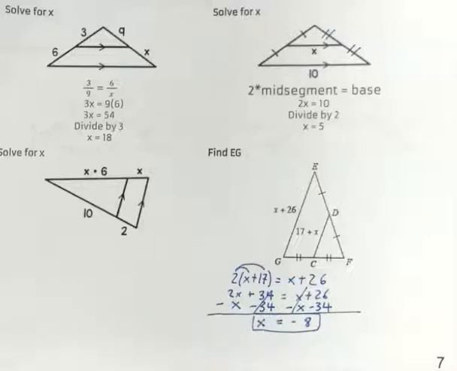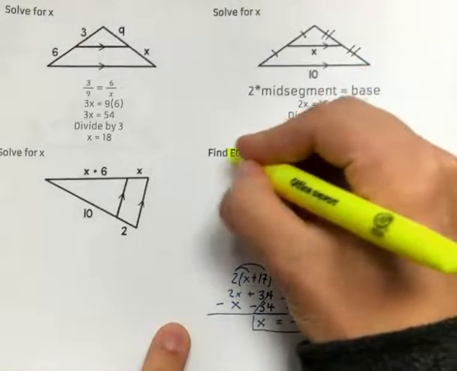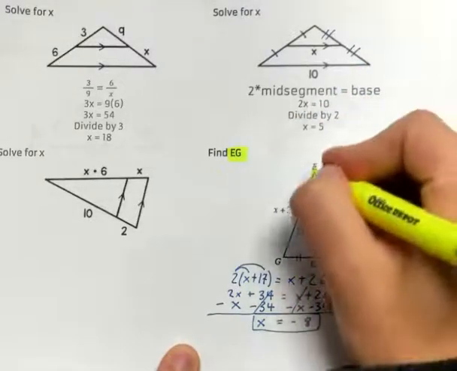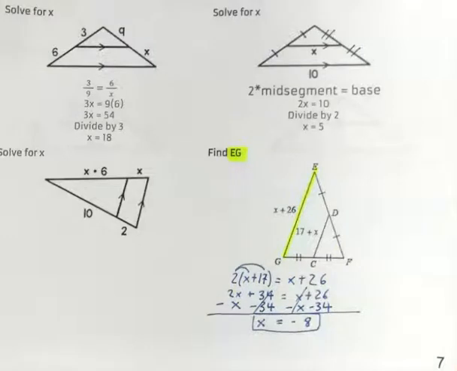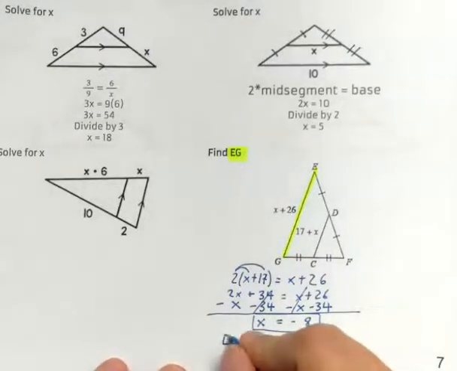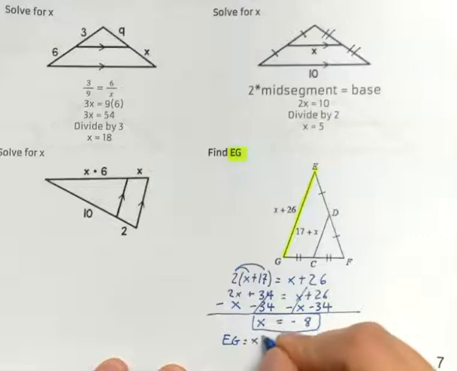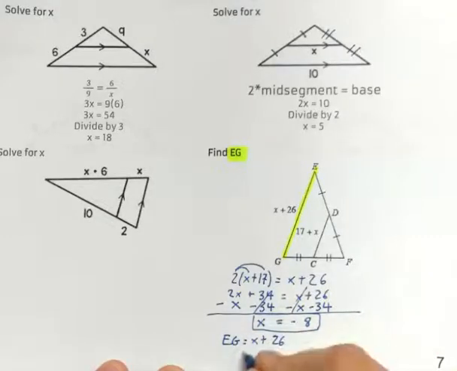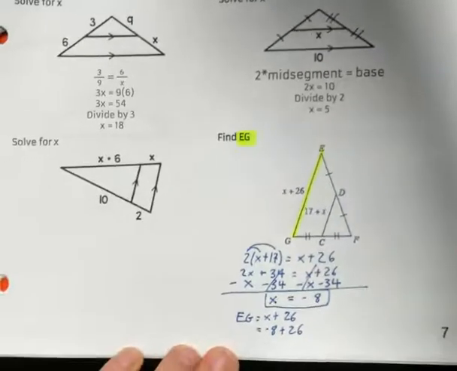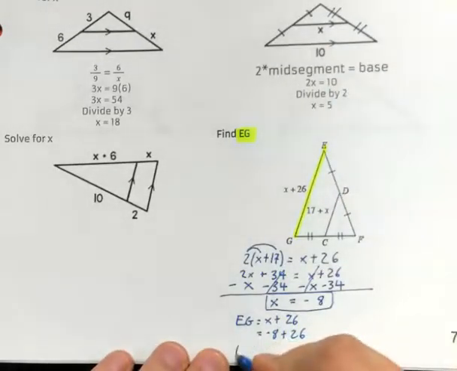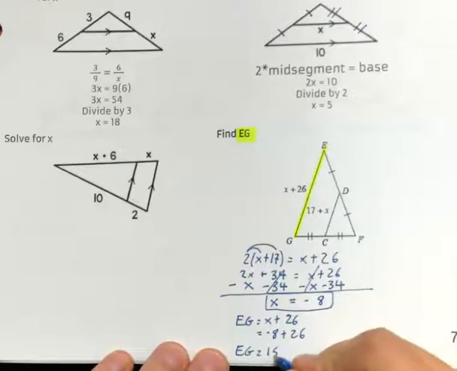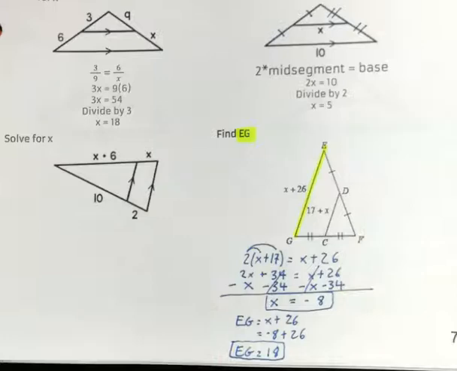No, I'm not done, because up here it says find EG. Well, where's EG? I go from E to G. Oh, that's this thing right there. So I'm going to go ahead and write EG is equal to x plus 26. Well, that is equal to, my x is negative 8, so I'm going to put that negative 8 where the x was. Negative 8 plus 26. So that means that my EG is equal to 18. Alright, so that's how midsegment works.